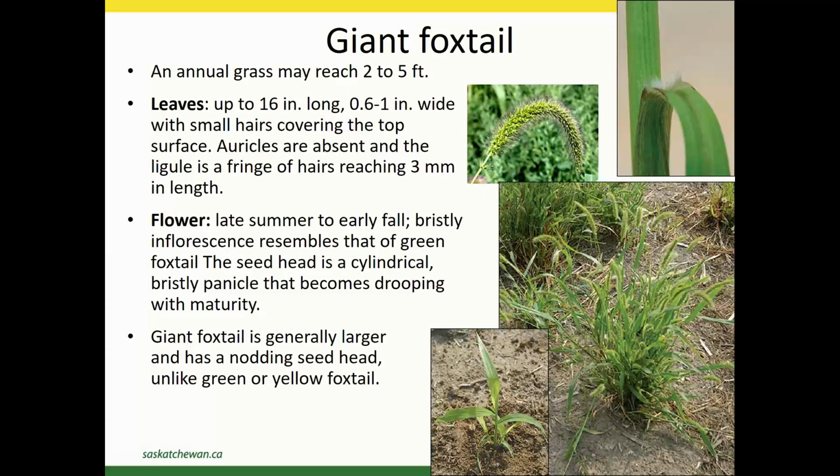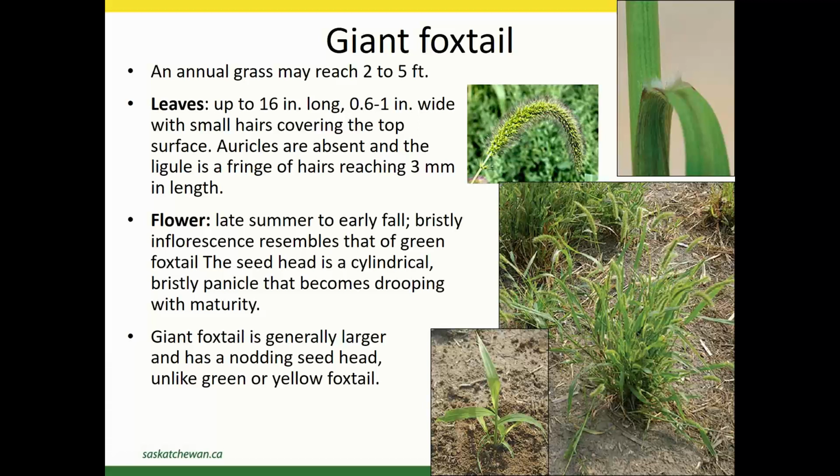Giant foxtail, we don't have any records of having that in Saskatchewan at this point, and essentially, in accordance with the name, it can get up to 5 feet tall. One of the key identification features when you compare it to green foxtail or wild millet is that the seed head, when it's mature, tends to flop over with that sort of droopy appearance, whereas green foxtail tends not to droop over like that.